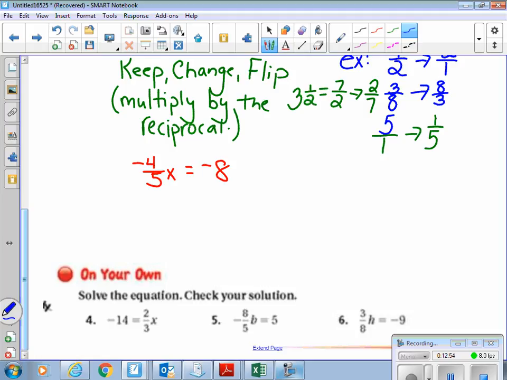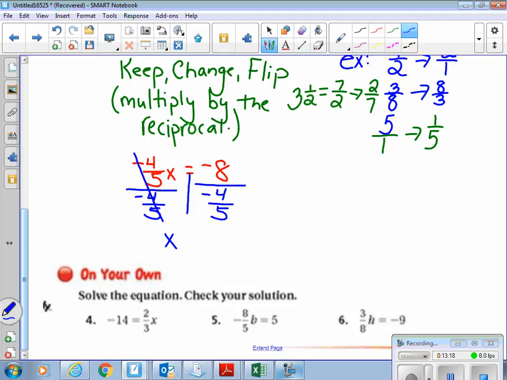What am I going to divide by to get x alone? I'm going to divide by what's there with it, that -4/5. Any number divided by itself is always 1, so we can just cross that out. That gives me 1x, or just simply x. And I'm going to come over to the other side. If I divide it by -4/5 on the left, I need to do the same thing on the right.